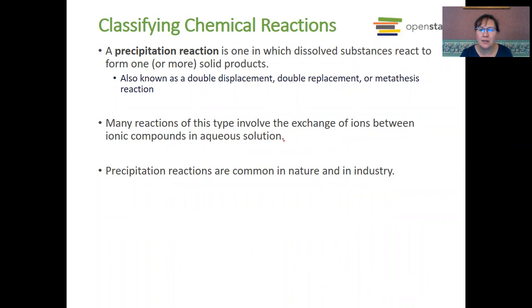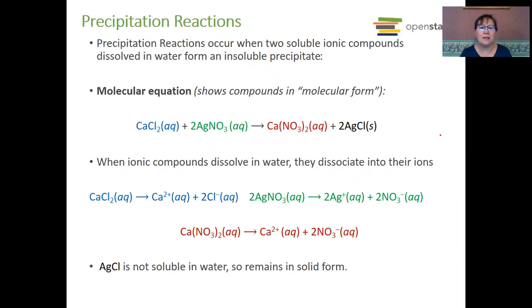All of our precipitation reactions will involve the exchange of ions between ionic compounds in aqueous solution here. Precipitation reactions are common in nature and in industry, and they happen all the time. Let me show you on the next slide what that's going to look like. Precipitation reactions occur when two soluble ionic compounds dissolved in water form an insoluble precipitate. Well, what does that mean?